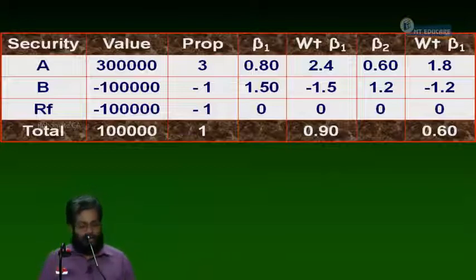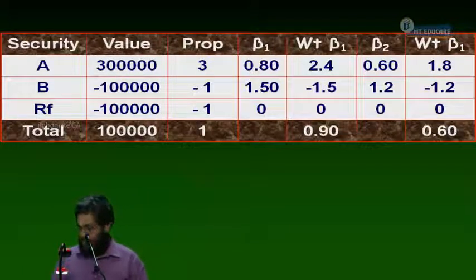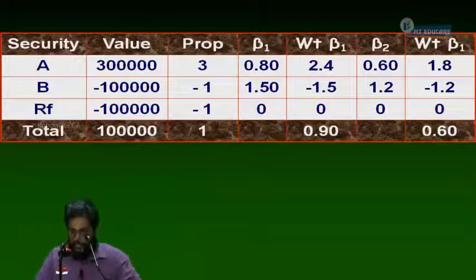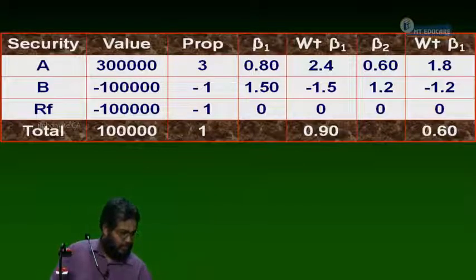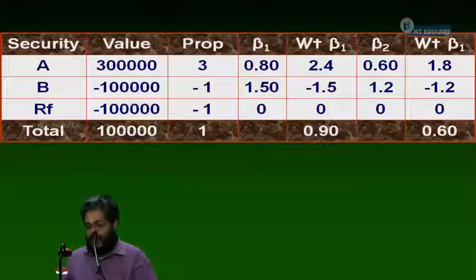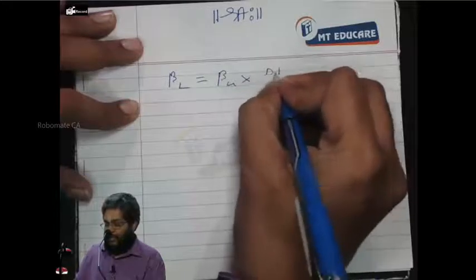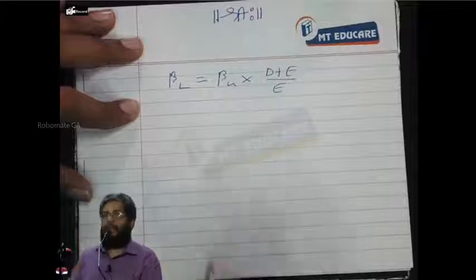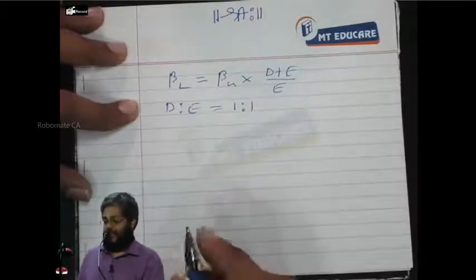Next. Point number 2. The relationship between the levered and unlevered beta can be established as follows. Can I proceed or not? Now, write the formula and then substitute. Beta levered is equal to, I want you to answer, what is the formula? Beta unlevered into debt plus equity divided by equity. D is to E is equal to what? 1:1.